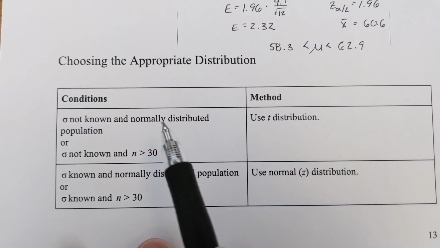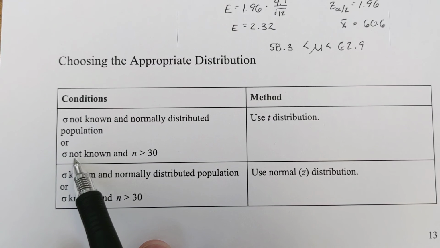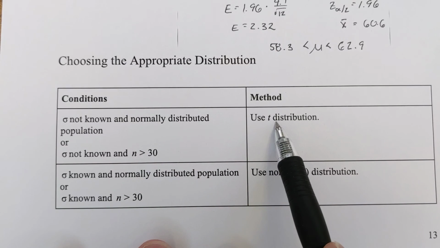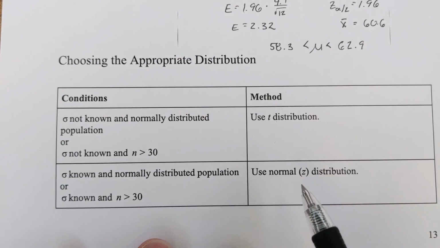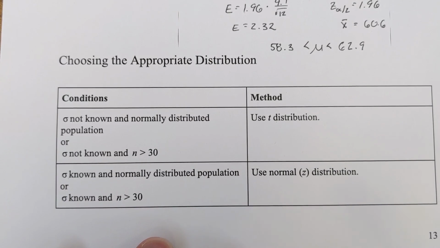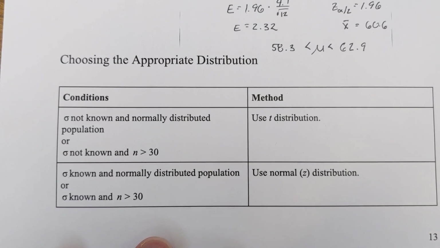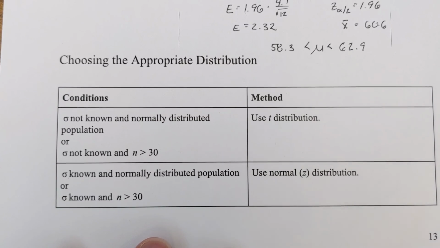And then down here at the bottom, we've just got how you choose the correct one to use. So if you do not know the population standard deviation, and it is normally distributed, or you have more than 30, you use the t. If you do know the population standard deviation, if you are given sigma, then you use the normal or the z distribution. So that's how to tell which table you should be looking in. If it says sigma equals, use the z table. If it says s equals, use the t table. But that brings us to the end of this section.